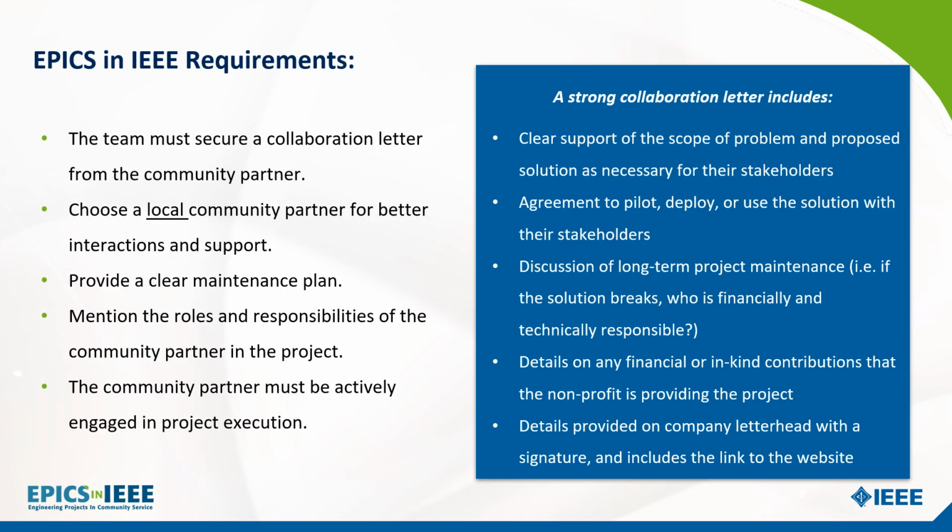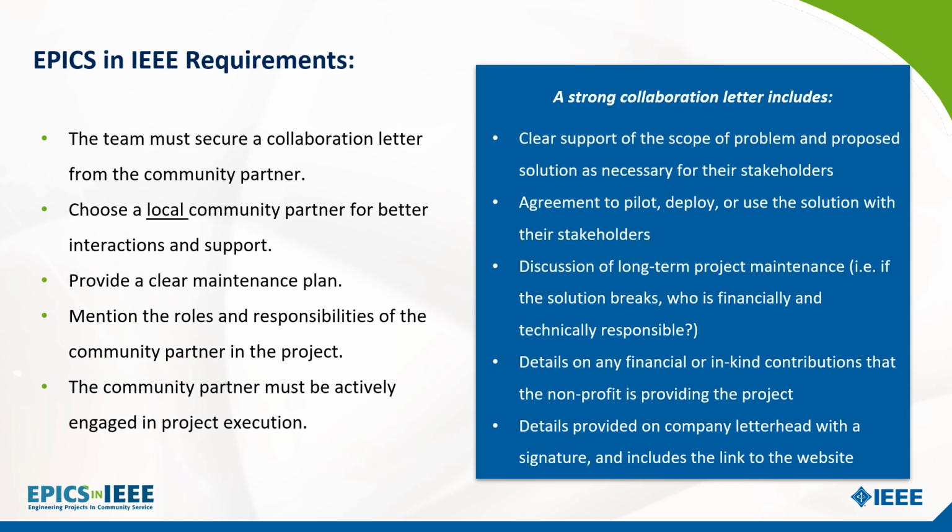As was mentioned earlier in the presentation, a community partner is required for an EPICS and IEEE service learning project. The team must secure a collaboration letter from the community partner. They should choose a local community partner for better interaction and support. Provide a clear maintenance plan. Mention the roles and responsibilities of the community partner in the project. And demonstrate that the community partner must be actively engaged in the project execution. This should all be done throughout the application.